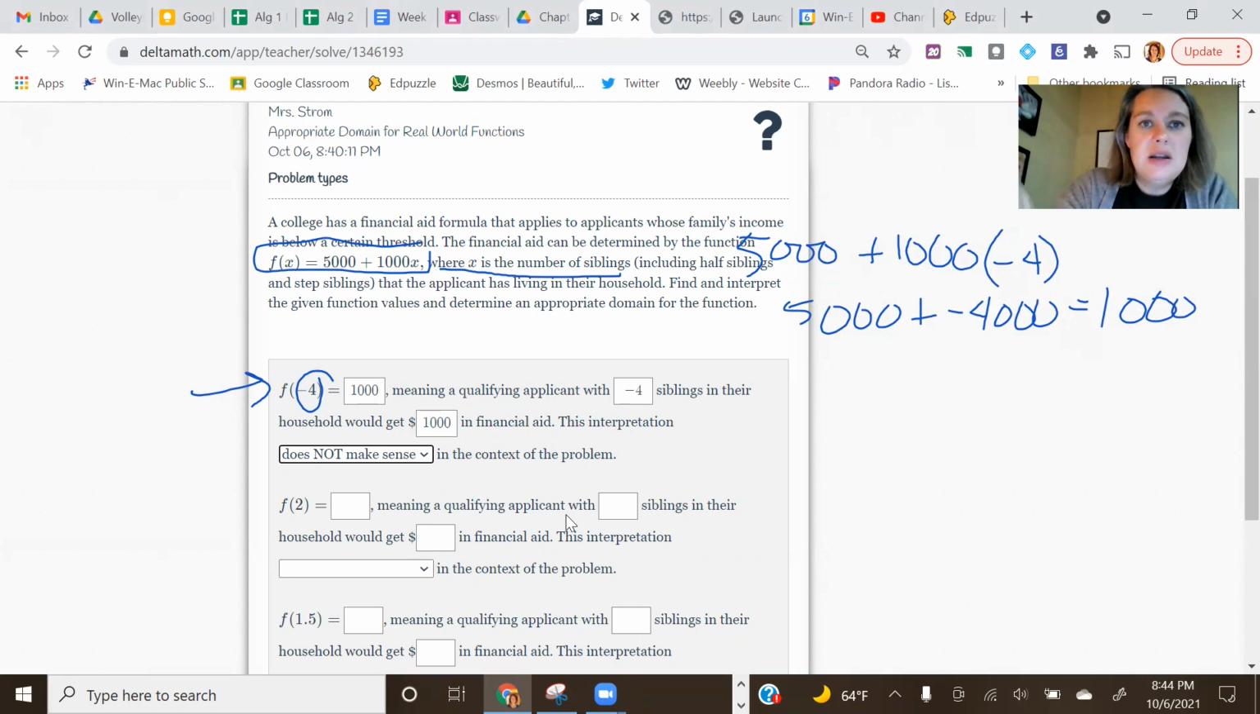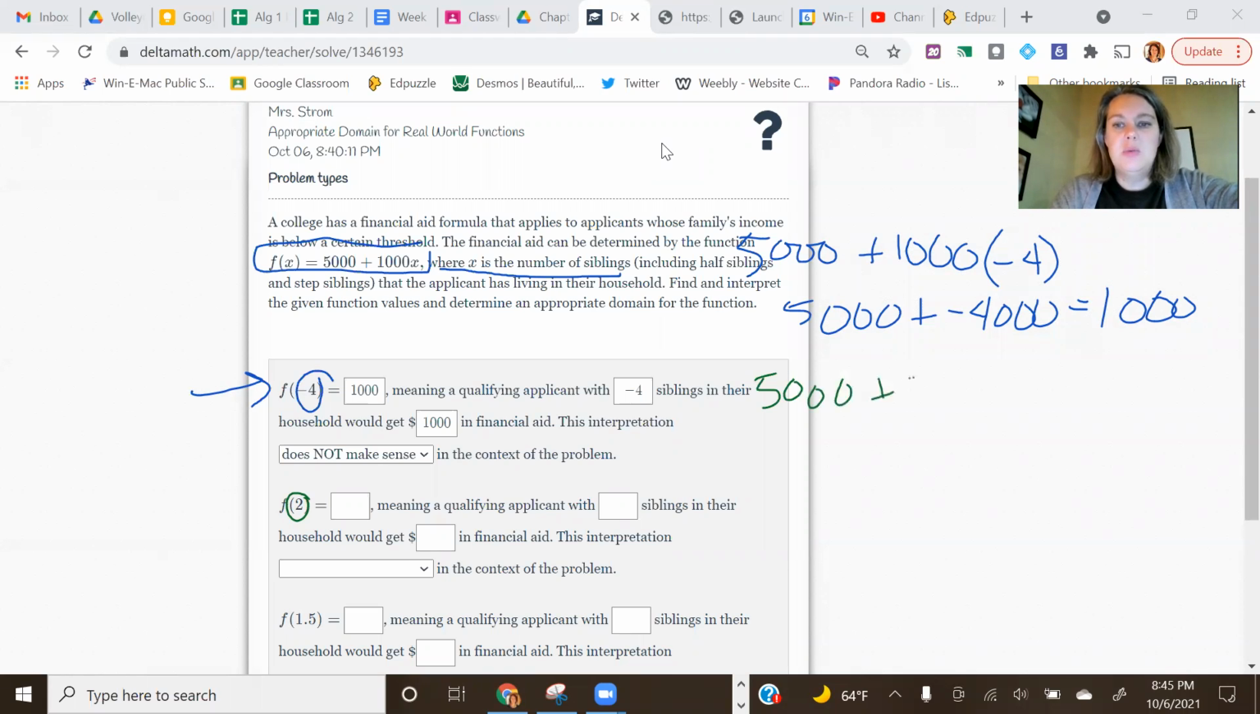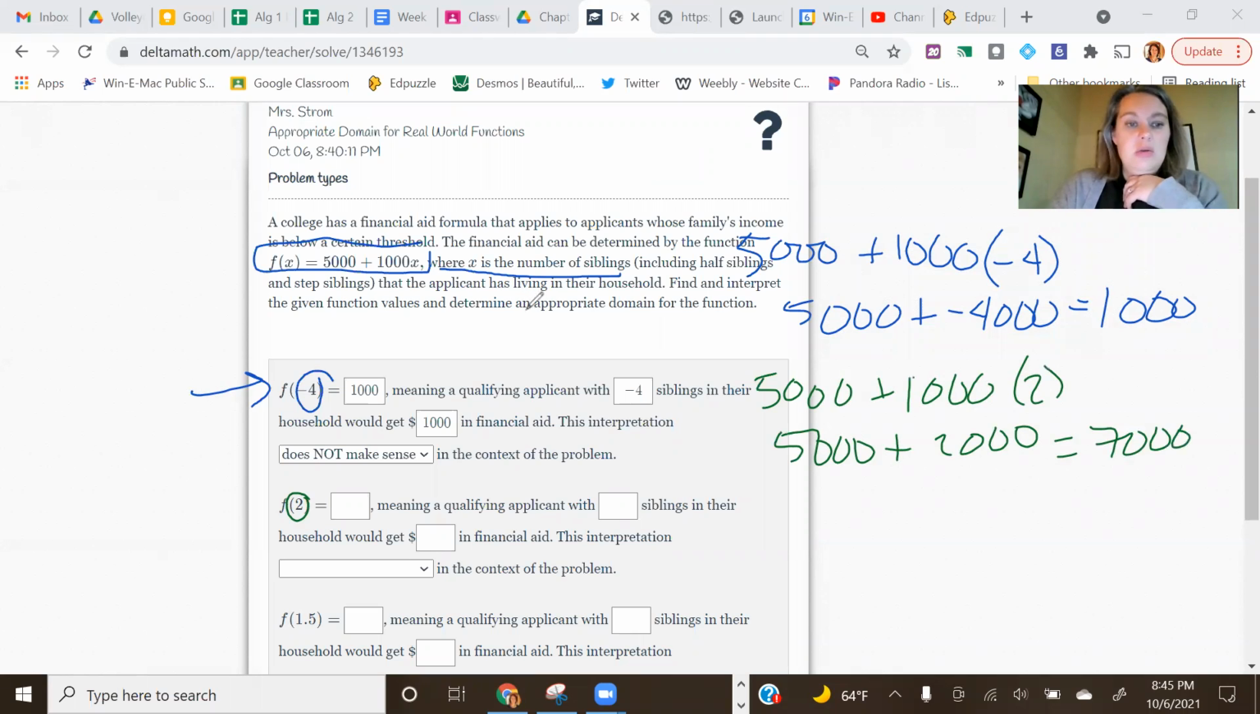Okay, now we move on to the next one. I'm going to change my color so that we don't get confused. Now I'm plugging in 2 for my X. So I go back up and say, I'm plugging in 2. So 5,000 plus 1,000 times 2. If I do that math, I get 5,000 plus 2,000, and that will equal 7,000. So what does that mean? I just got 7,000 as an answer.